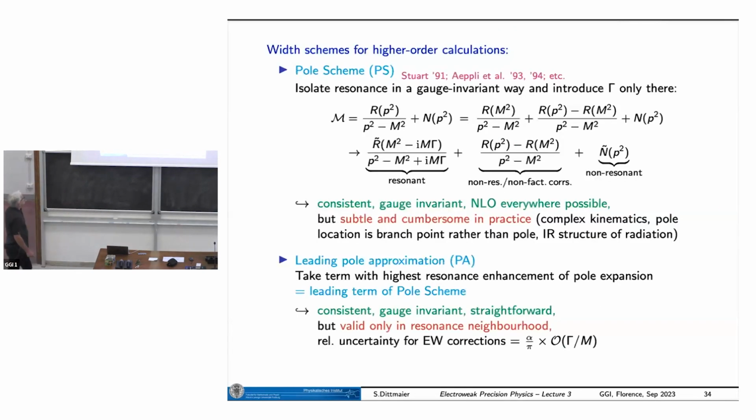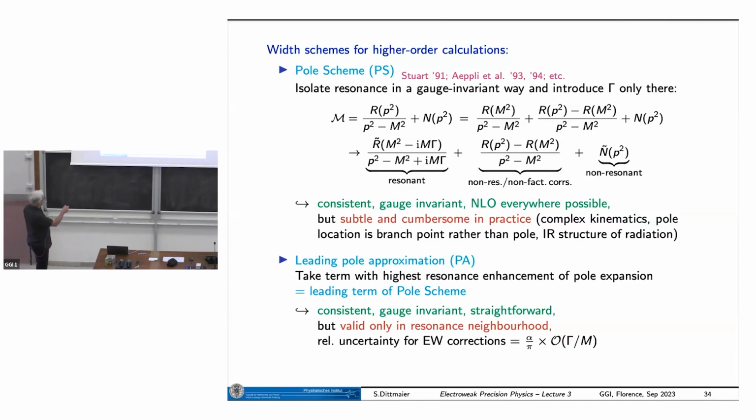So I should make things a bit shorter, I guess. This was all actually very general, or in this example, at leading order. You also need width schemes for higher order calculations. And I would say there are basically two candidates that are successful. The one goes under the name pole scheme, and I only sketch the idea here. And the other one is exactly this complex mass scheme that I have explained in leading order.